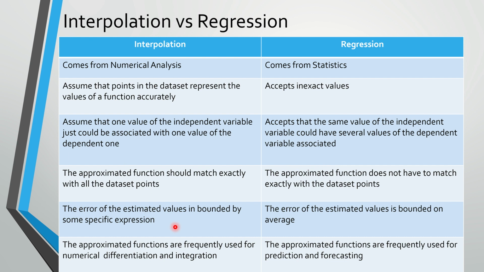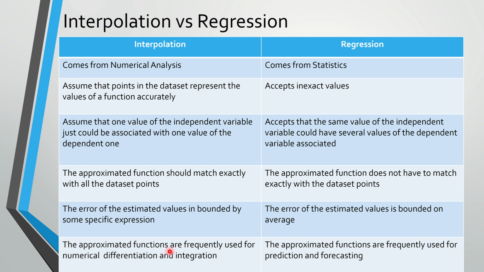Okay, the error of the estimated values is bounded by some specific expression, where the error of the estimated values is bounded on average. यहाँ पे एवरेज पे हम बाउंड कर रहे होते हैं, बिकॉज एवरेज जो होता है वो एस्टिमेटेड वैल्यू और जो प्रिडिक्टेड वैल्यू है और जो ऑब्जर्व्ड वैल्यू है उनका एवरेज सेम होना चाहिए. ओके, यहाँ पे आप किसी भी एक्सप्रेशन के साथ कर सकते हैं.